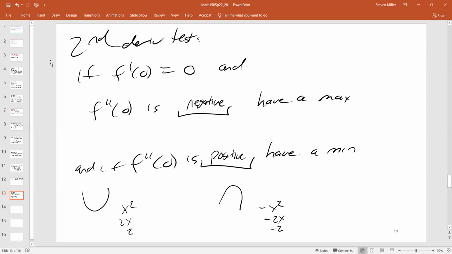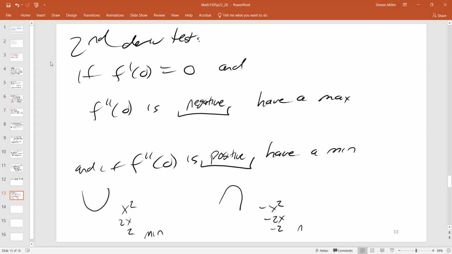Because I can tell very easily, this is the level of my art, I can draw a parabola. I can do a better job if I really had to. I'm not trying to do my best parabola here. But if I had to draw x squared, I could draw it like this. And I can tell, oh, okay, with x squared, the second derivative is positive. This is a minimum.